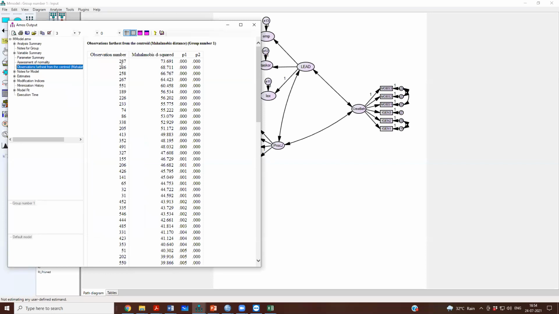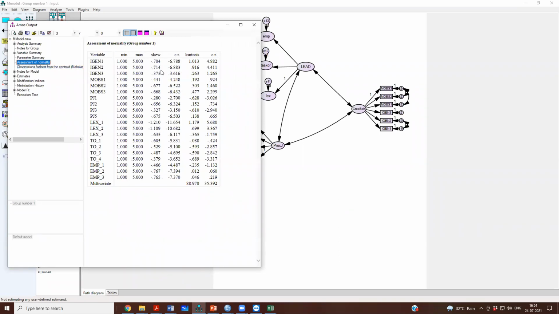So this is the Mahalanobis distance. Here also there is this case 287, which was also coming out in procedural justice. Okay, and the difference is about 4 point something. So it is okay, not a very big change, so we can retain it.